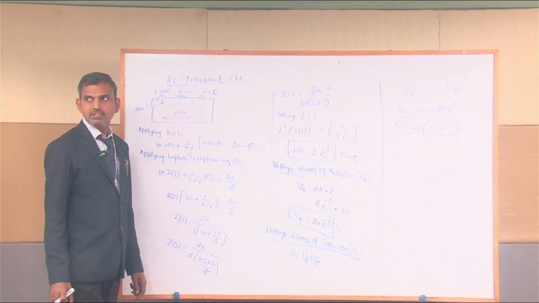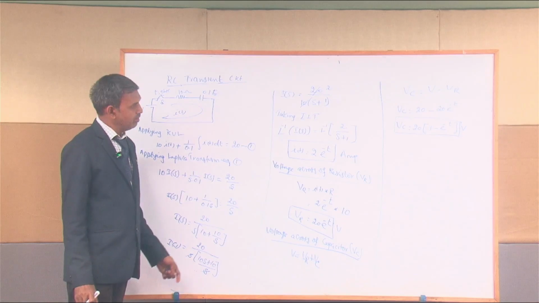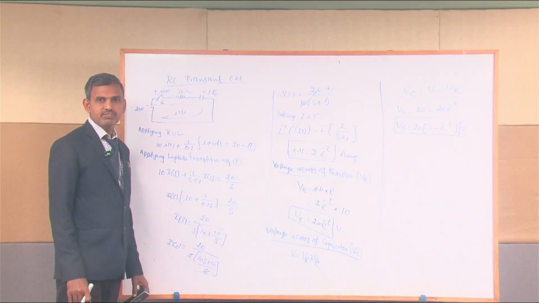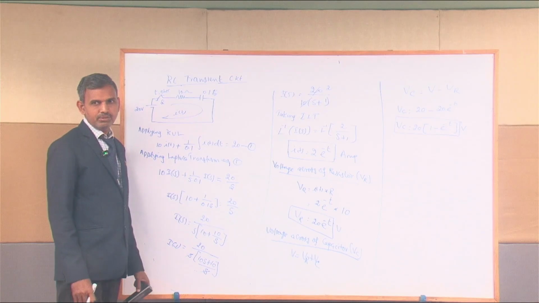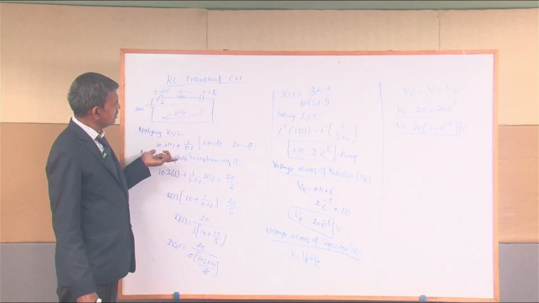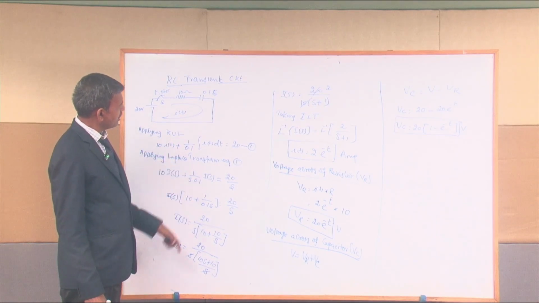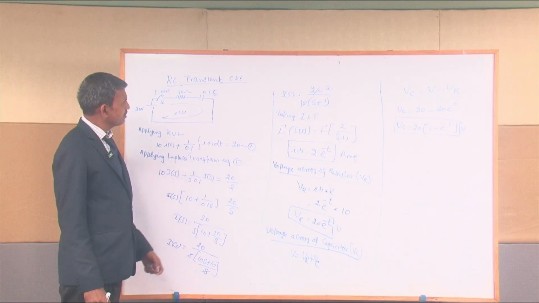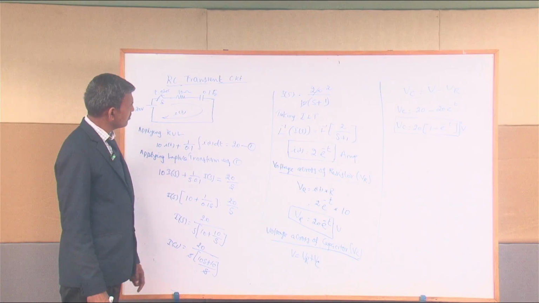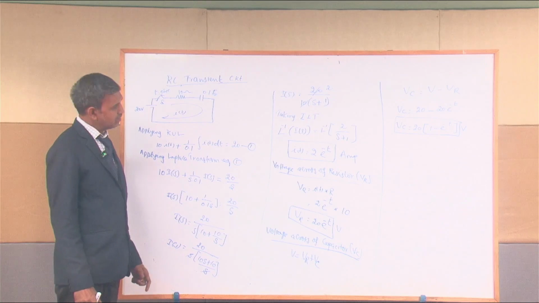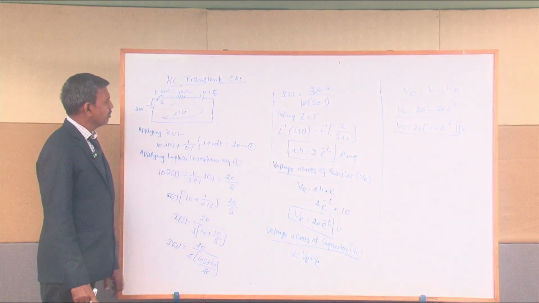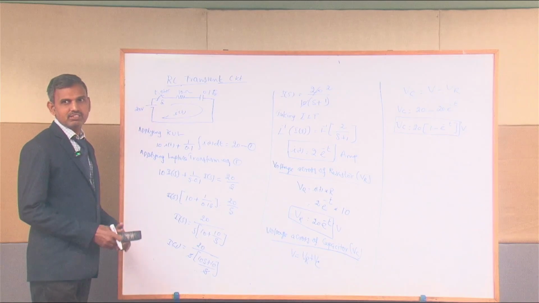So from this we have concluded: first we derived the transient analysis for the RC circuit for the forced response. After that we derived the transient response of the source-free circuit. Finally we solved one problem based on the derivation. Thank you.